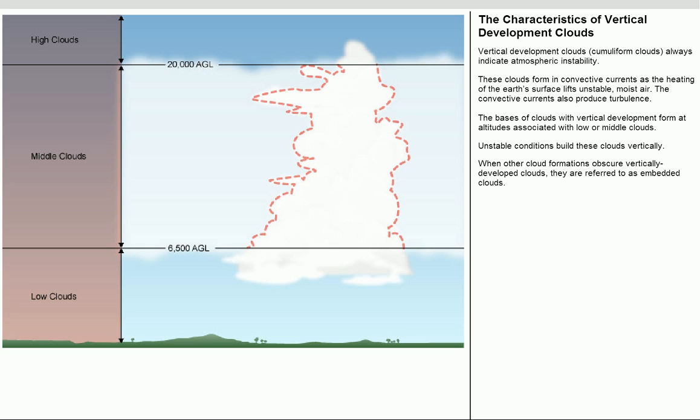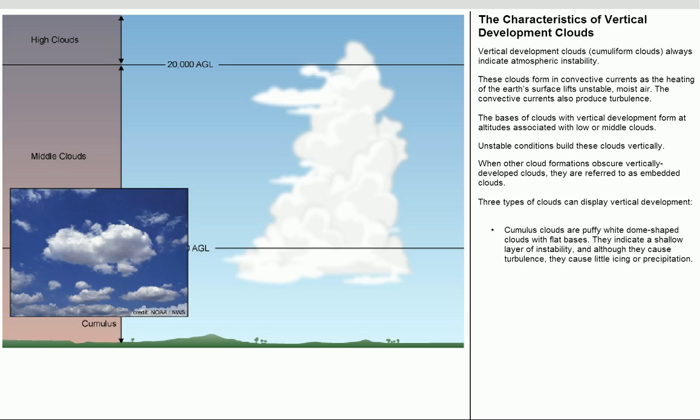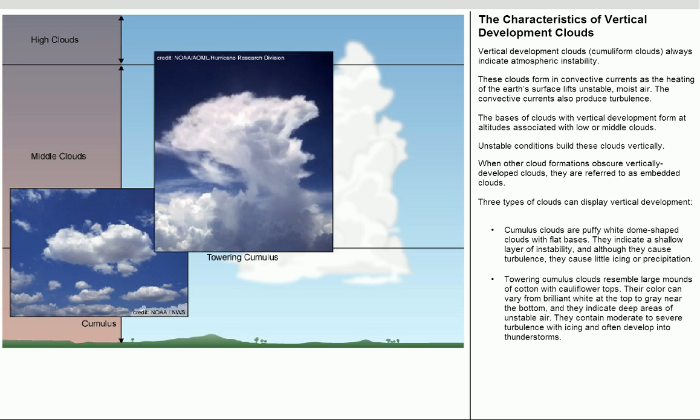Unstable atmospheric conditions build these clouds vertically into towering cumulus or even giant cumulonimbus clouds. When other cloud formations obscure vertically developed clouds, they're referred to as embedded clouds. Three types of clouds can display vertical development. Cumulus clouds are puffy white dome-shaped clouds with flat bases. Widely spaced cumulus clouds that form in fairly clear skies are called fair weather cumulus.